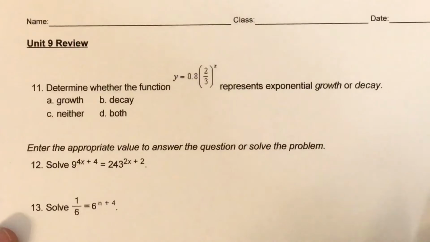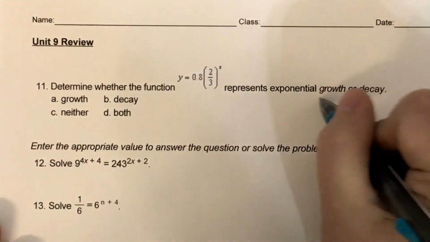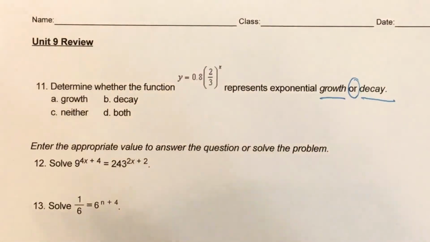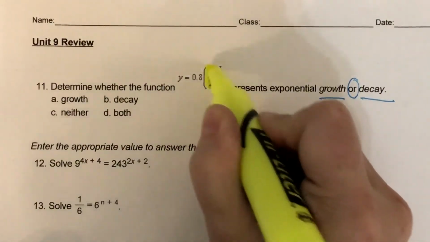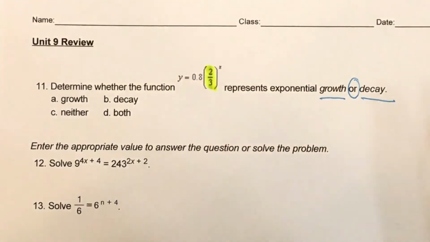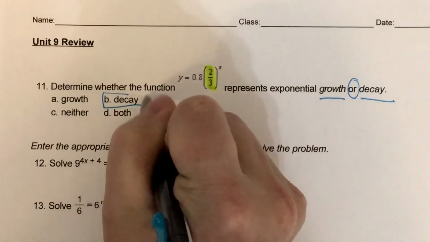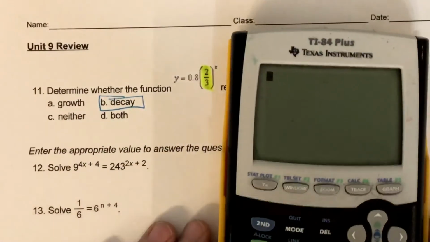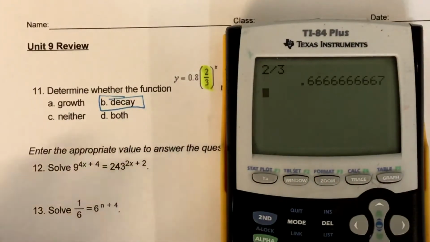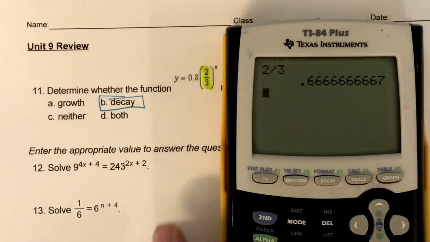All right, number 11. Determine whether this function represents growth or decay. Okay, so it's all about the b. Whatever's under the exponent, that's the base. If it's bigger than 1, it's growth. And if it's between 0 and 1, it's decay. And that is between 0 and 1. And if you don't know what 2/3 is, you can go to your handy dandy calculator, put 2 divided by 3 in there, and you can see that that is not bigger than 1. It's somewhere between 0 and 1.